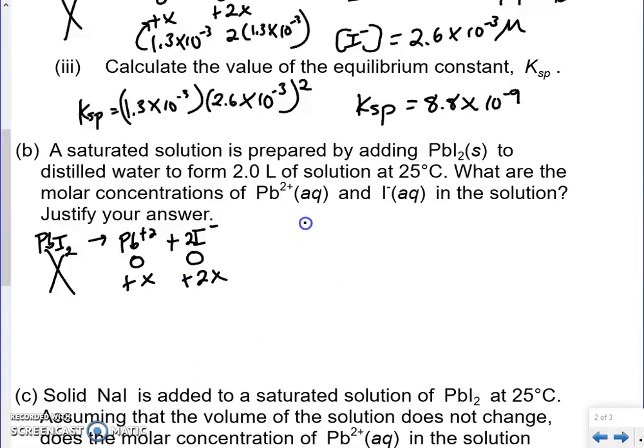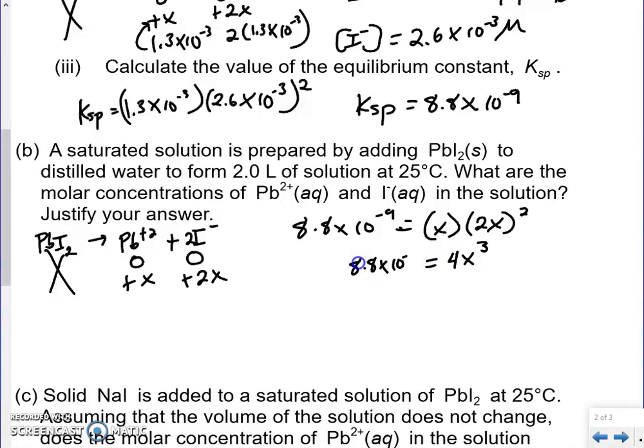Okay, and we know KSP, which is 8.8 times 10 to the negative 9th, is going to be equal to x times 2x squared. Sorry, that's messy. Let's try that again. Okay, and we can solve this out. Where we get 2x squared is going to be 4x squared, and then times x is going to give us 4x cubed equals 8.8 times 10 to the negative 9th.